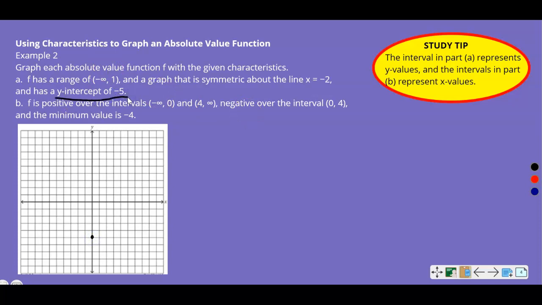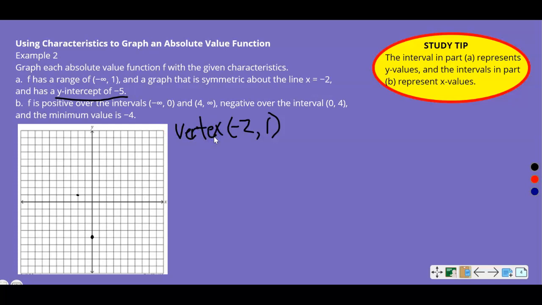So we've done that. And then we know the axis of symmetry goes through the vertex. So we know we have a vertex of -2 something. Well, the range is -infinity to 1. This is our y value. So it goes up to 1. So we can determine that that is our vertex. So we're going to graph -2, 1. Okay, so this is our vertex.